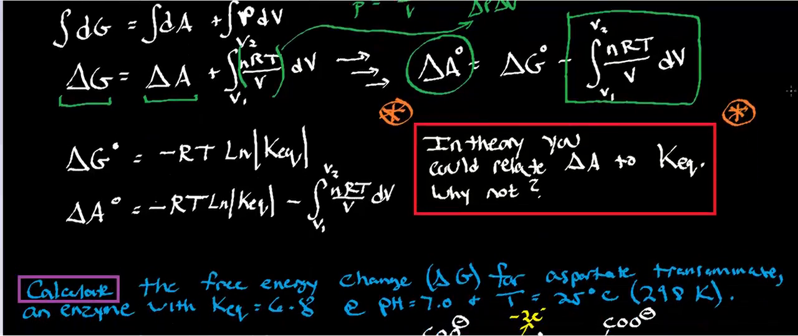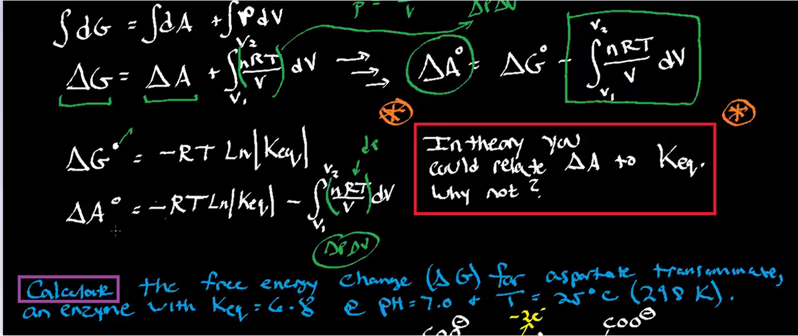So recall that delta G standard at equilibrium is negative RT times the natural log of the equilibrium constant. If I wanted to express this in standard delta A, and you can show this using this equation right here, it would have to be delta A standard is equal to negative RT ln of the equilibrium constant minus this integral from V1 to V2 of nRT over V dV, or this could ultimately become a dP, and you'd have delta P, delta V. We talked about that in the previous video. But in any case, you'd still have to measure the change in volume. You'd have to know the initial volume, the final volume, and for a cell, let's face it, that's pretty much impossible to do accurately.